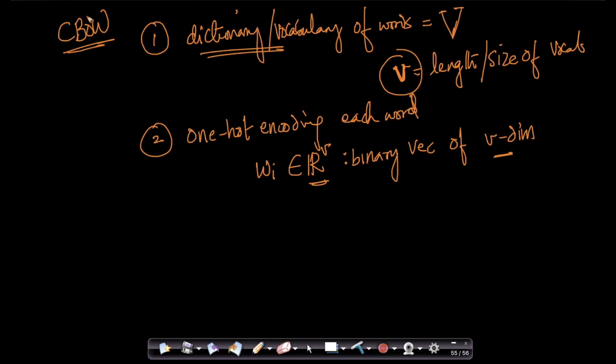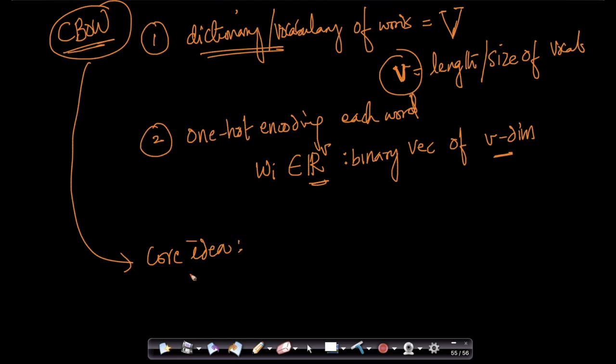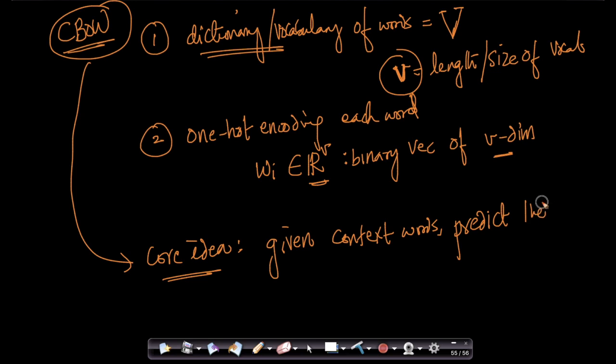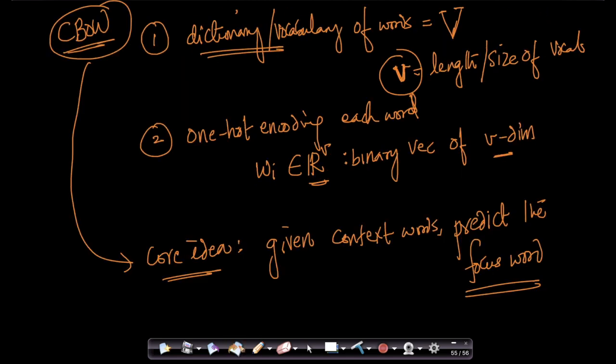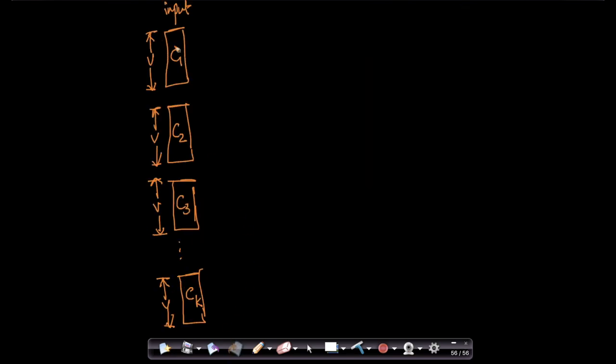So in CBOW, the core idea of CBOW is this: given context words, can we predict the focus word? Because we agreed that there is a lot of information about a focus word that is present in the context words. So the core idea of CBOW is, given context words, let us try to predict the focus word. So my input is context words. What will be my output? My output will be the focus word.